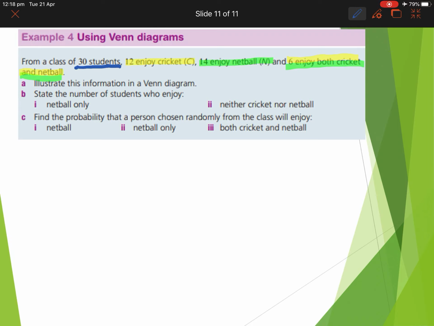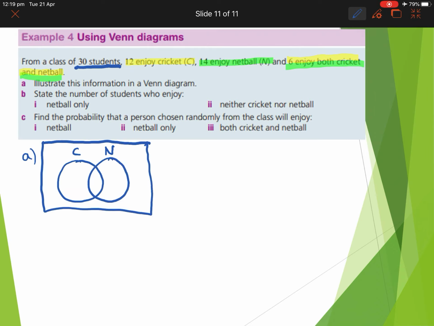So we need to illustrate this information in a Venn diagram for A. Okay, so we've got either cricket or netball, and we need to put our rectangle here.